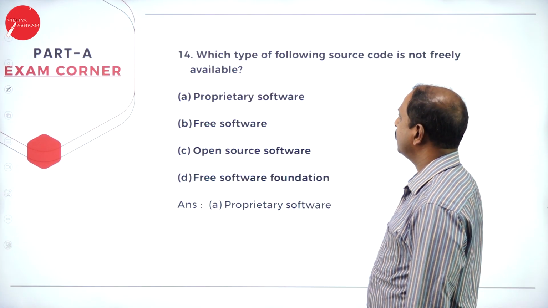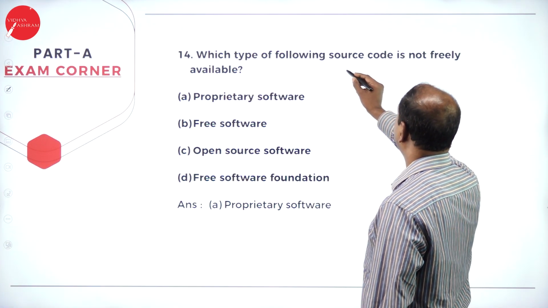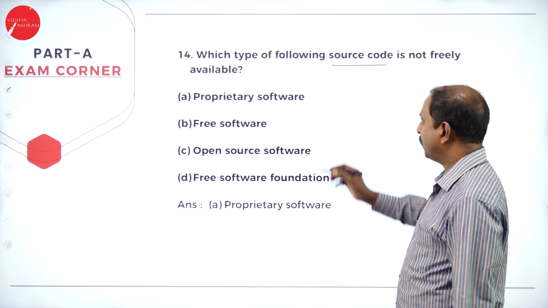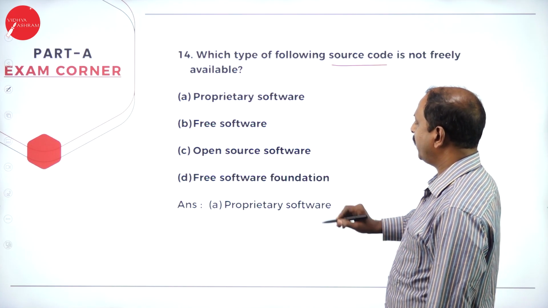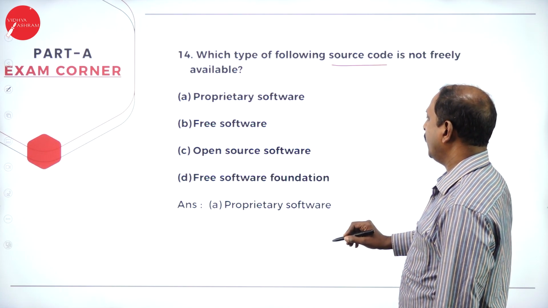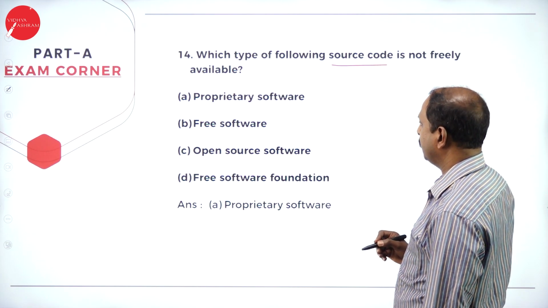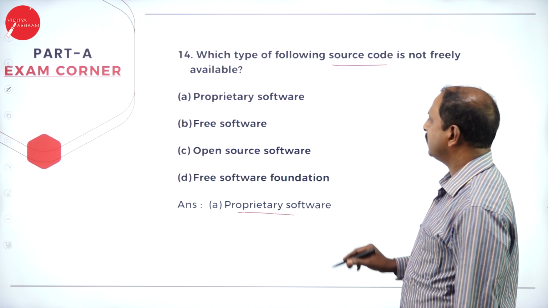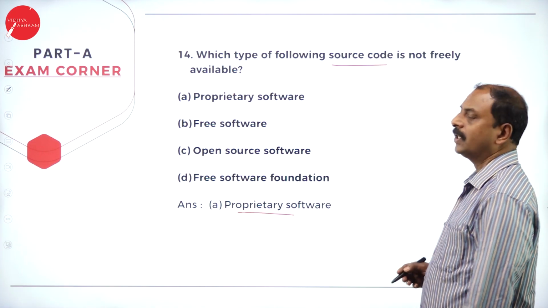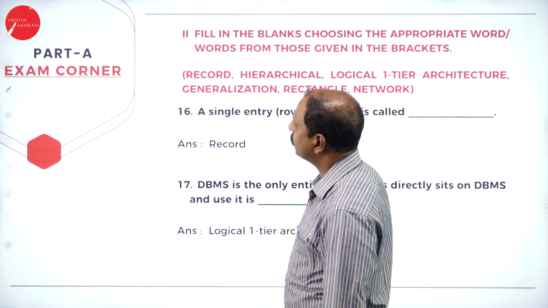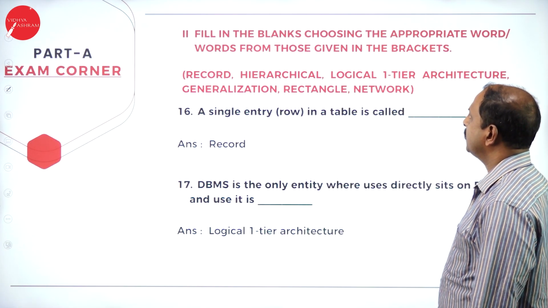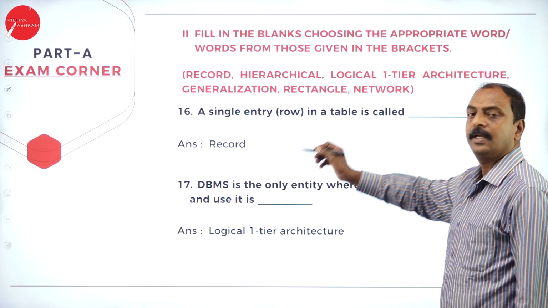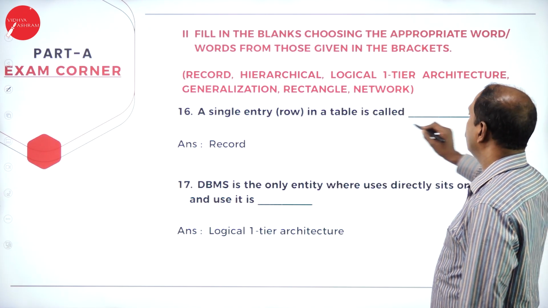Next, 14th one is: which type of following source code is not freely available. So we have learned different definitions: proprietary software, free software, open source software, and free software foundation. Here if you look into that, for proprietary software the source code is not freely available. Let us look into the second part of it, that is fill in the blanks, and here options are given. So we have to select the right option for this fill in the blanks.